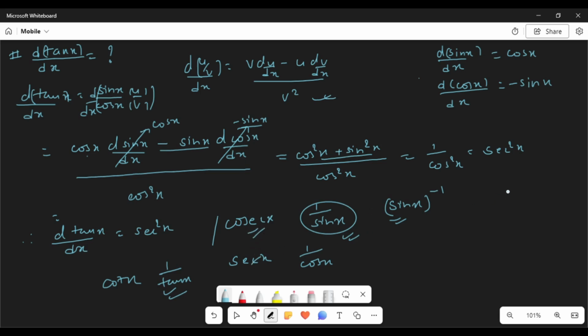Okay, we have found the derivative of sin, cos and tan. The derivative of sin x is cos x, the derivative of cos x is minus sin x, and the derivative of tan x is sec square x. Now I want you to try for cosec x, sec x and cot x.